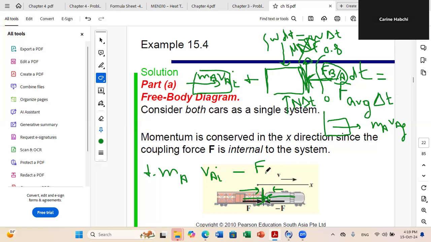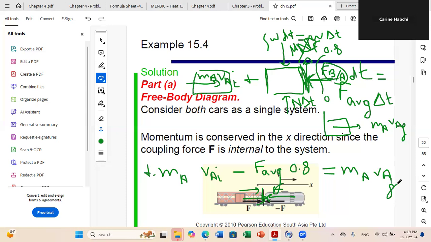So minus F average times delta t. Delta t is given, 0.8 seconds, equals MA times VA final. You see the importance of the first step in it. Sometimes they will not divide the question for you. They ask you directly the second question.